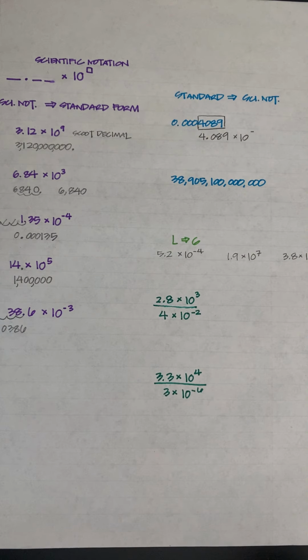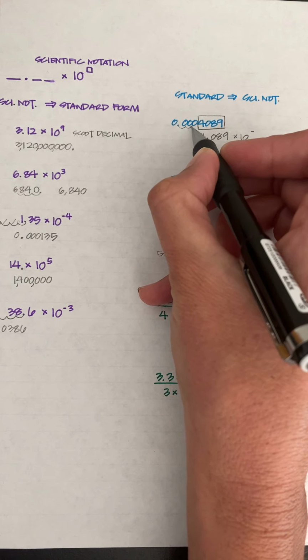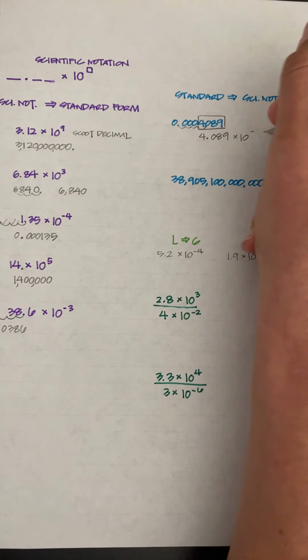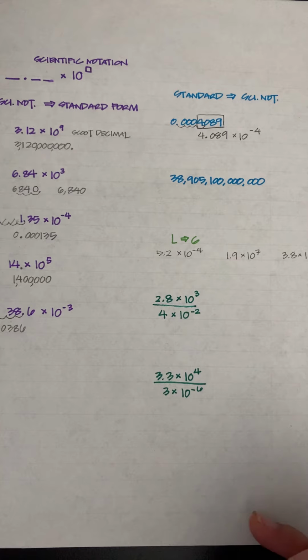The only thing now that you have to do is count. So where was the decimal and where did we replace it? So this is going to go 1, 2, 3, and 4 spots over to reach the spot where we decided it had to be. Same thing here.